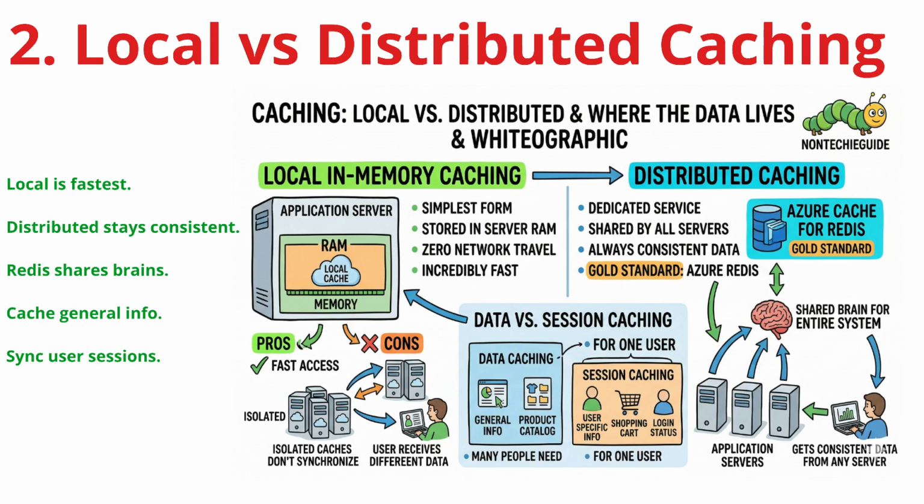That's why larger systems prefer distributed caching. Think of this as a shared brain for the entire system, with Azure Cache for Redis as the gold standard. Every server talks to this central hub, so no matter which one a user hits, the information is always consistent and up to date. Finally, we look at what we're actually storing. We use data caching for general info that everyone needs, like a product catalog. For personal details like a shopping cart or login status, we use session caching. Together, these strategies ensure your app stays fast and your users stay synchronized.